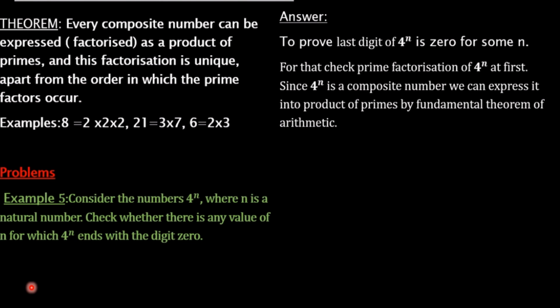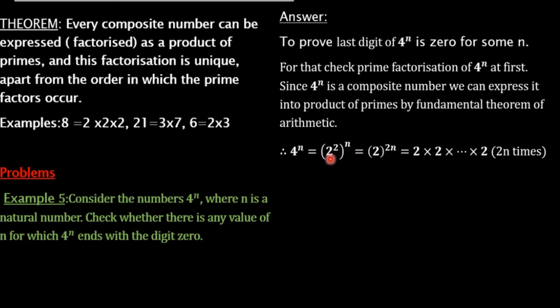So for that, at first check the prime factorization of 4 raised to n. You know that 4 equals 2 into 2. That is, 4 raised to n equals 2 square raised to n, which is equal to 2 raised to 2 whole raised to n. That is, a raised to b whole raised to c is a raised to bc. By using that, we will get 4 raised to n equal to 2 raised to 2n.